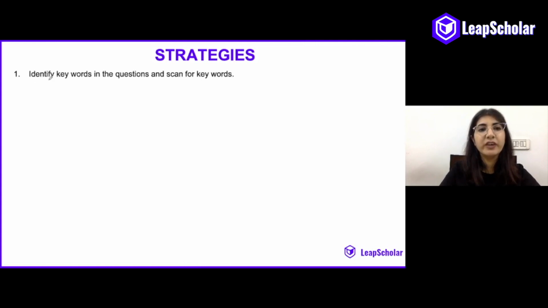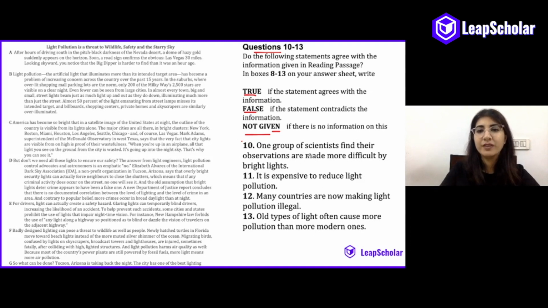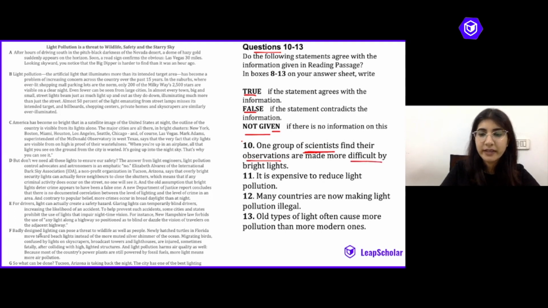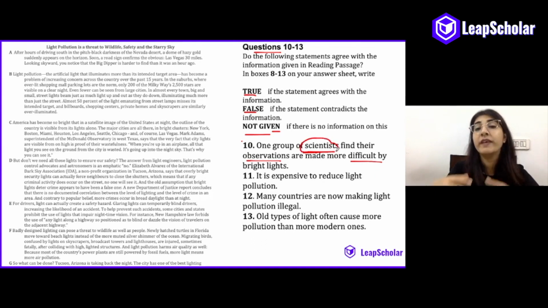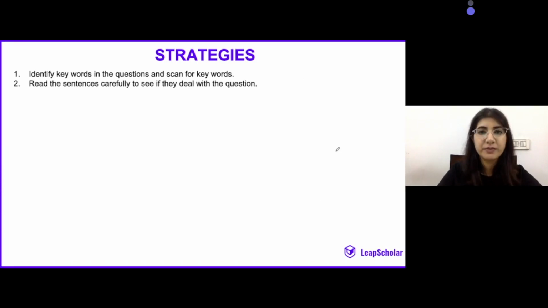So the first thing that you need to do is identify keywords in the questions and scan for keywords. So what you need to do is in these questions, you need to scan for keywords. So for example, one group of scientists find their observations are made difficult. So let's say these are your keywords: scientists and observations made difficult. So you need to quickly scan this entire text and find where can I find scientists or where can I find synonyms for scientists. We look at this in more detail. So scan for those keywords or synonyms or antonyms of keywords.